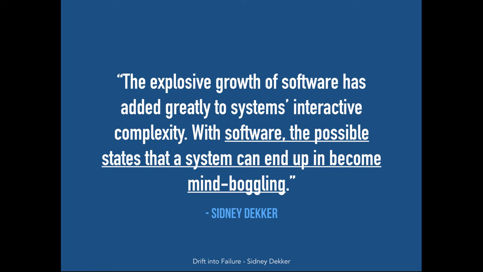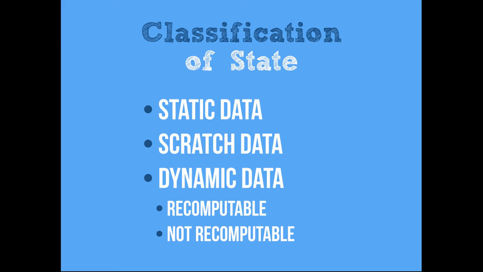Sidney Dekker, once again, from his great book Drift into Failure, says that the explosive growth of software has added greatly to systems' interactive complexity. With software, the possible states that a system can end up in become mind-boggling. And it's actually a fact that almost all failures relate to state data in some way. I mean inconsistent data, partial data, wrong data, lost data, duplication of data. So let's now try to classify state and what we mean when we talk about state.